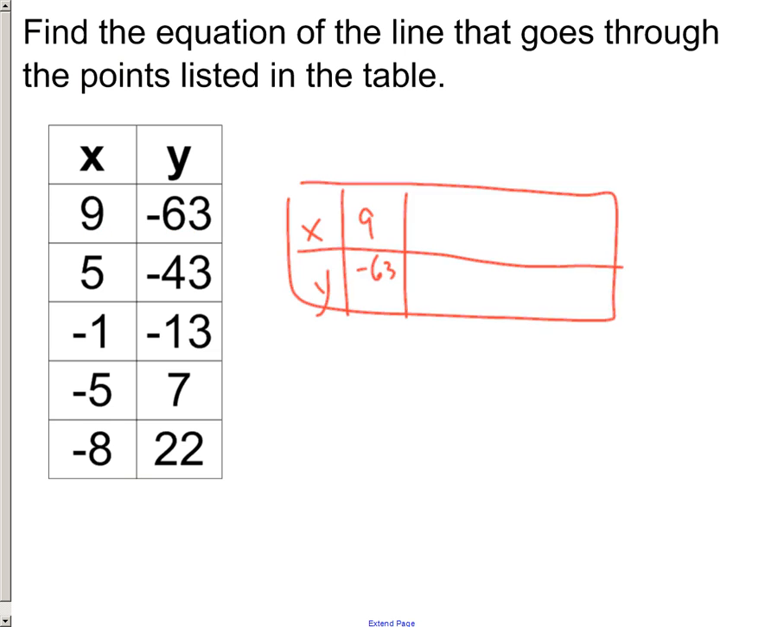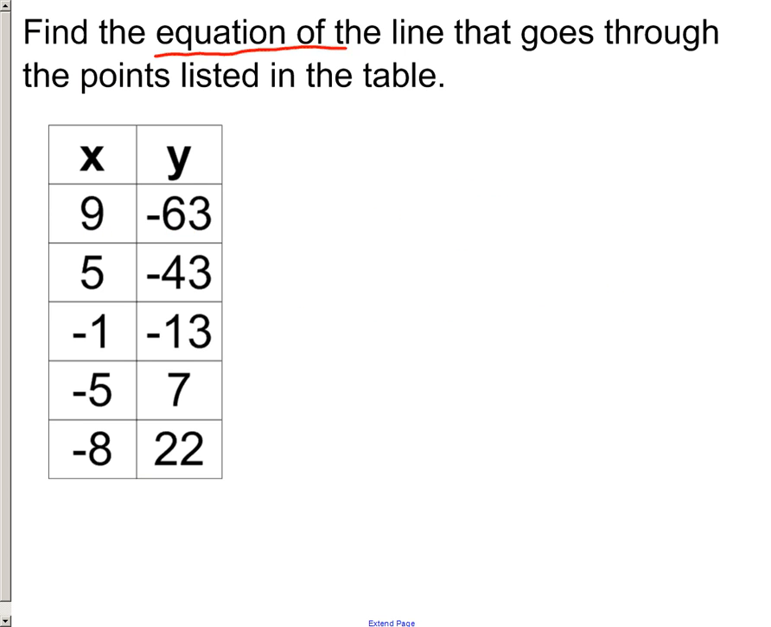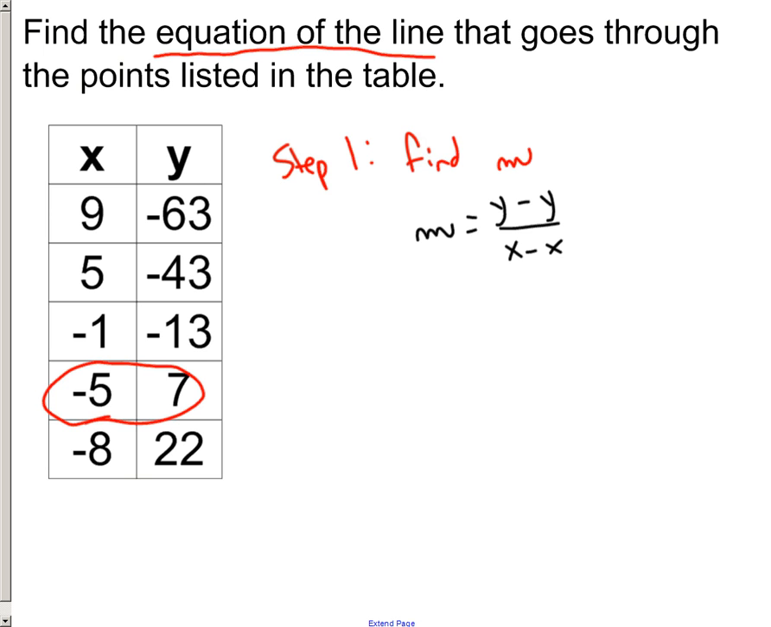Now, we need to actually get the equation of the line. So step 1, find slope. How do we do that? Well, it's the same thing that you've done before. Y minus y divided by x minus x will get you the slope. You can choose any of the 2 points, but remember, if you choose this 7 for the y, you've got to get its -5 for the x. If you choose this one right here, -43 for the y, you have to choose its 5 for the x.